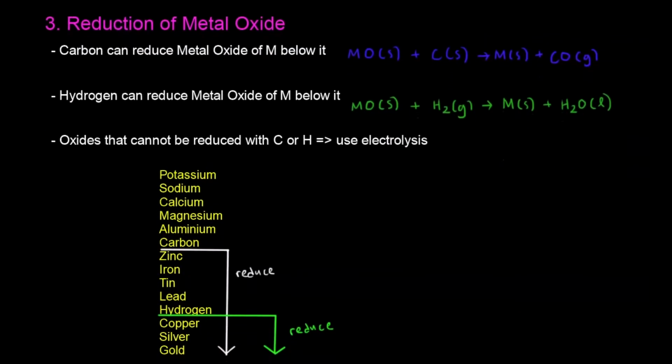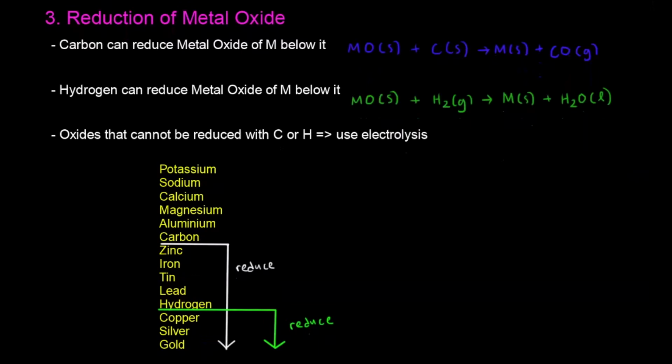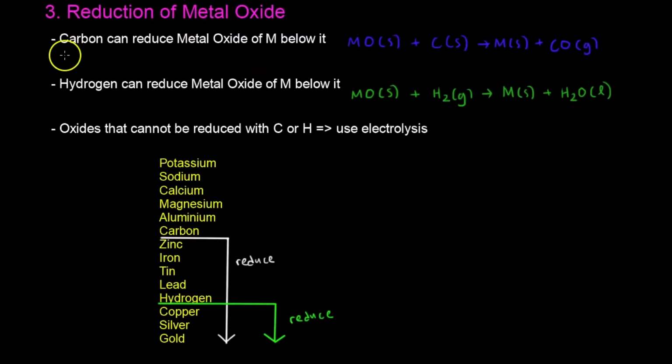Now we'll talk about the reduction of metal oxide. This is where it makes sense to put carbon and hydrogen in the reactivity series. Let me explain why. Because carbon can reduce metal oxides of metal below it. This is a bit confusing, the phrase here. Basically, what do I mean? Metal oxide of metal. So for example, I have a magnesium oxide. So the metal is magnesium. Understand?